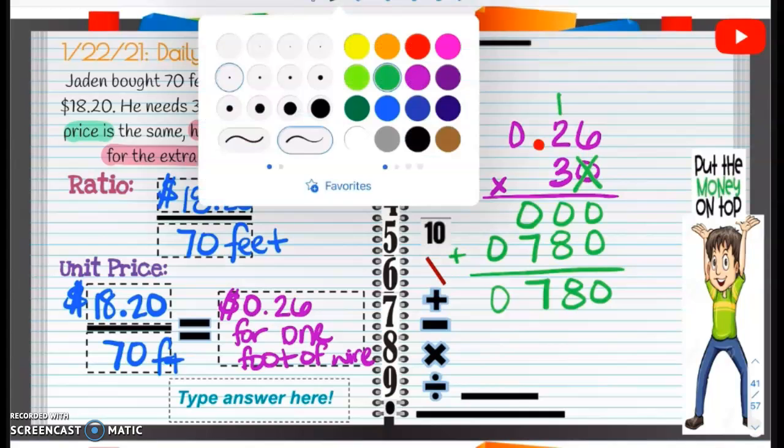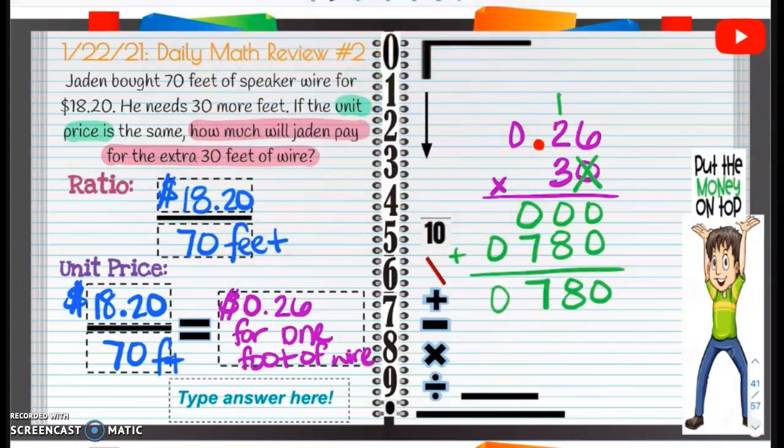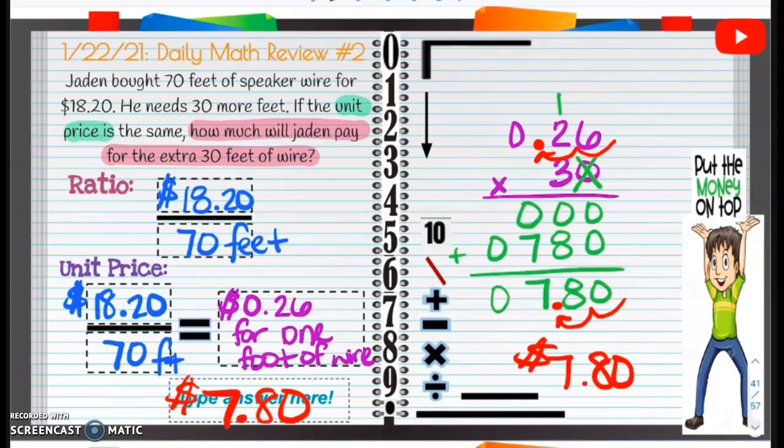Now, what do we need to do? We need to put in our decimal. So in 1, in 2 spaces, that's it. So that decimal is going to go between that 7 and that 8. So it's going to be $7.80. $7.80, and that's it!